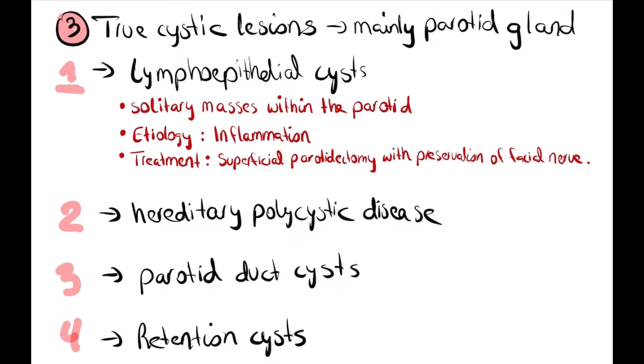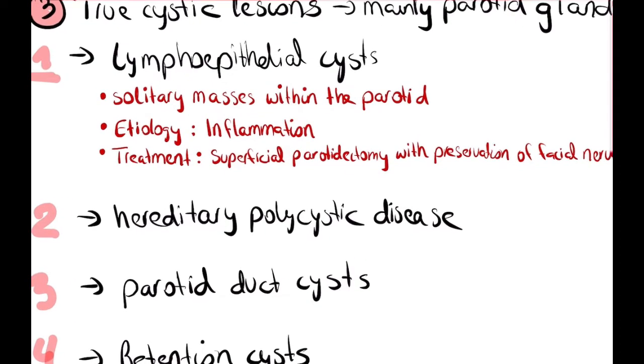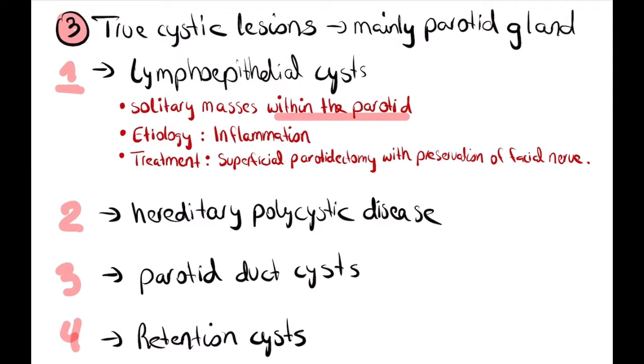what the lymphoepithelial cysts are. These are solitary masses within the parotid gland. And what's the cause? It is due to inflammation. The treatment is we do superficial parotidectomy with preservation of the facial nerve. The facial nerve is really, really important because it is inside the parotid gland. So if you do any parotidectomy, any removal, any cutting, just be careful of the facial nerve.